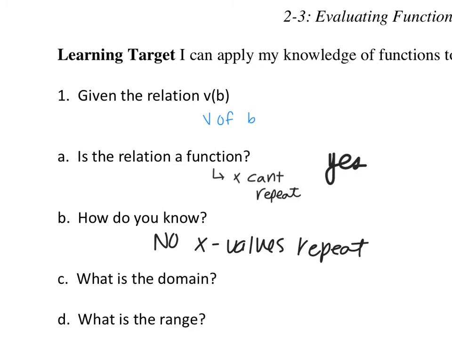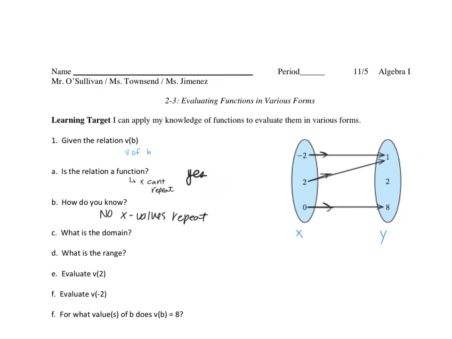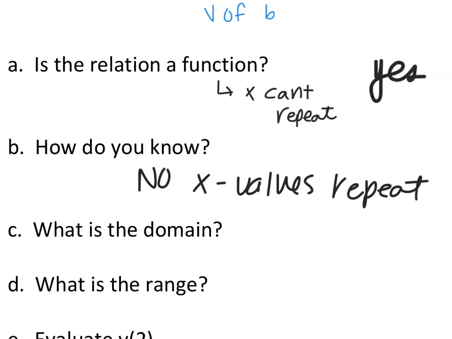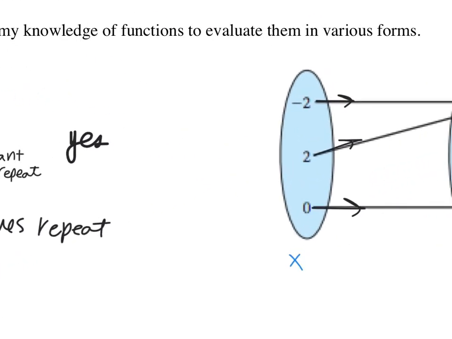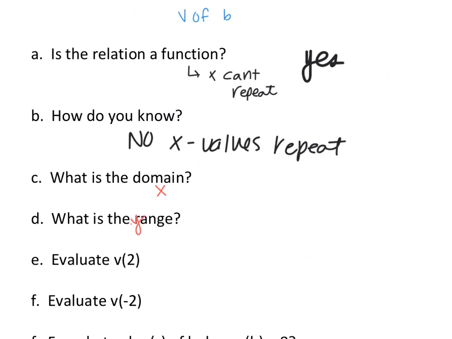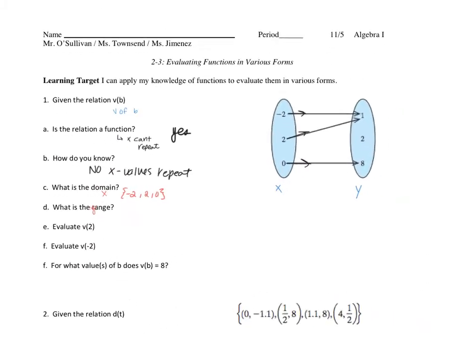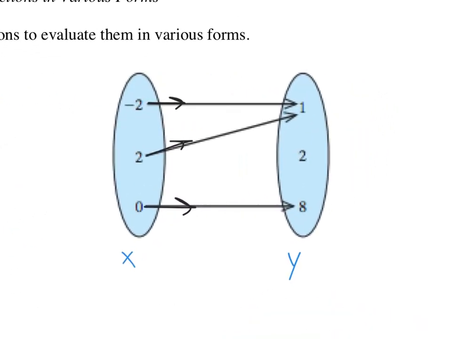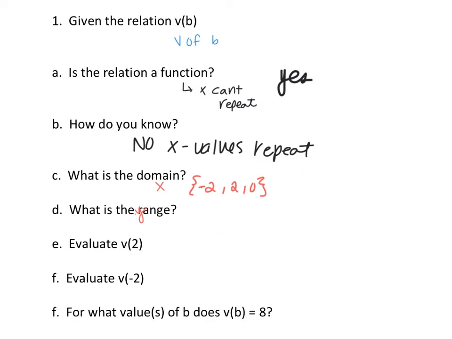When we don't have a graph, we can actually list out our domain. So we know our domain is our x value, and our range is our y. So our domain for this would simply be the list of our x values: -2, 2, and 0. That's my domain. You just list them out. My range are the numbers in my y that are used. The only numbers I'm using in y are 1 and 8, so my range would just be 1 and 8. That's your range.